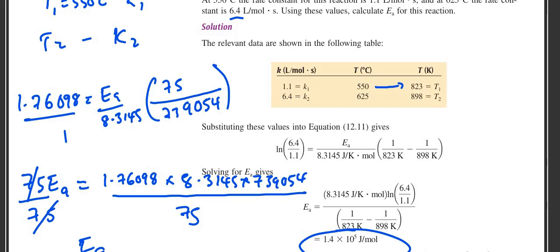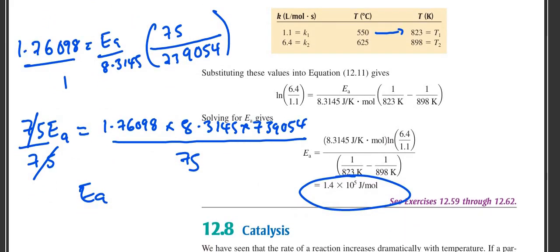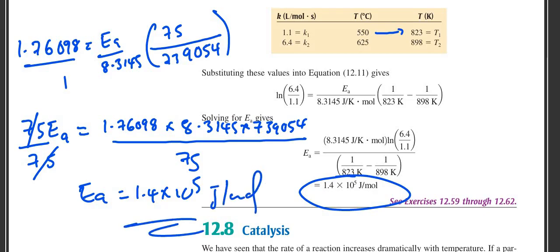75 times EA, that's 75 EA. Then we divided both sides by 75. So EA is going to be 1.4 times 10 to the power 5 joules per mole. This is what you'd get. So this is the whole topic.